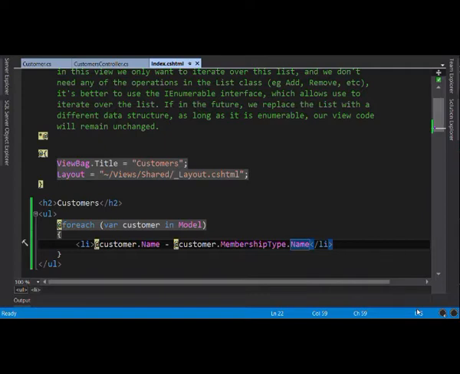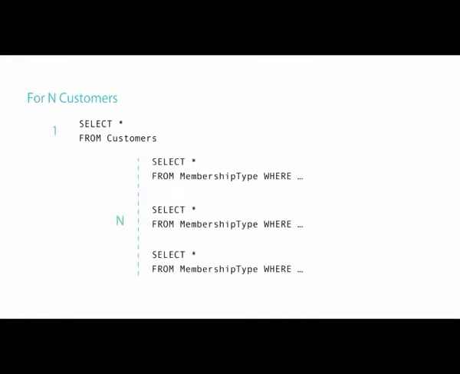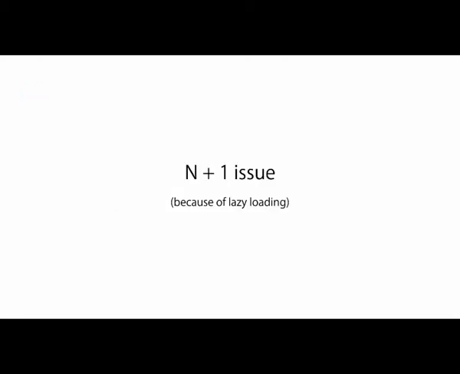customer in the list. So if we have n customers in the database, we'll have one query to get the list of customers and n queries to get the membership type for each customer. Now, more accurately, this is the worst case scenario. So in reality, it could be less than n. But that aside, this is what we call the n+1 issue. And that's one of the questions that sometimes comes up in job interviews. So the bottom line is you should avoid lazy loading in web applications at all times.